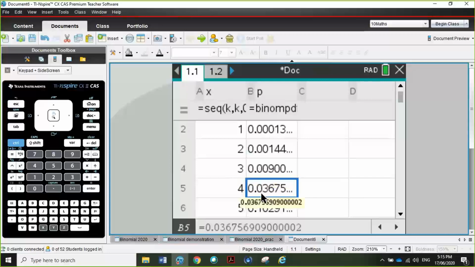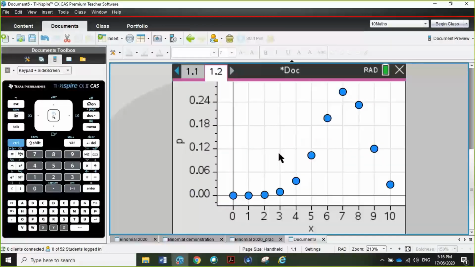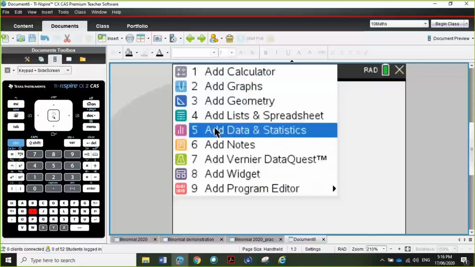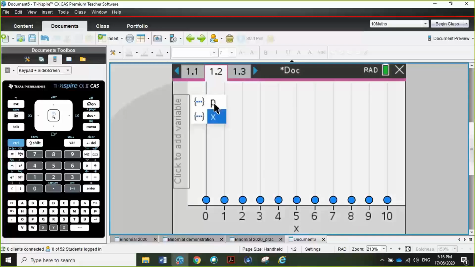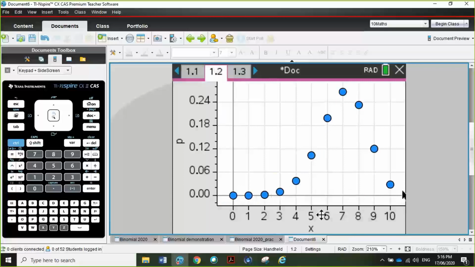But it would be even nicer if we could see this on a graph. So we actually can. I've got it here already. The way that we would produce that graph is to insert a data and stats page, and then we are plotting our p-values against our x-values, so our probability of each of these x-values. And we can then hover over these points and say, okay, the probability Jen gets seven goals. It's the most likely because it has the highest probability, but it's still only 0.2668. And we can see it's very unlikely that she gets no goals. We actually worked out that value before. And quite unlikely that she gets all 10. Certainly more likely that she gets 7 than 10.